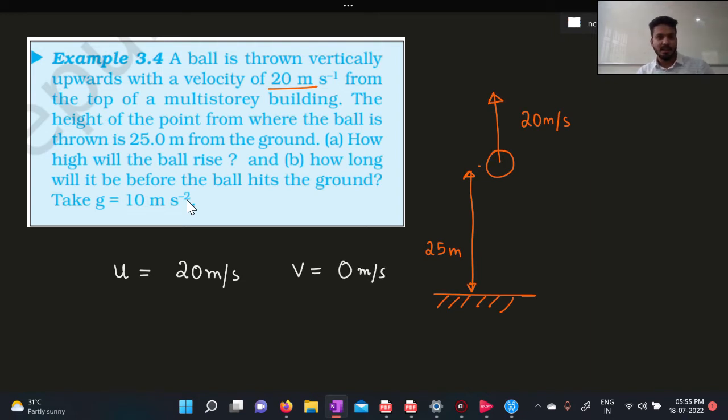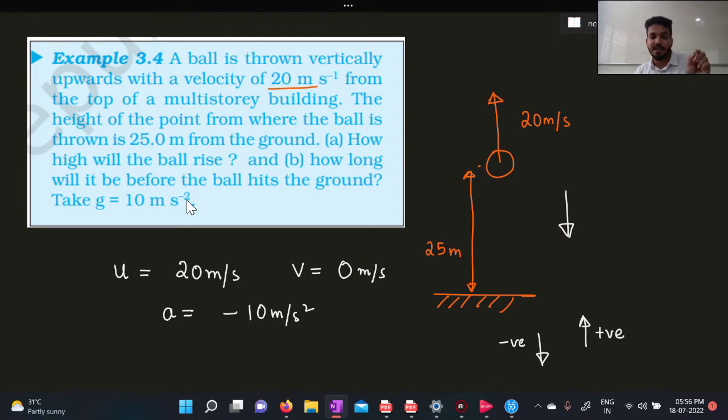Okay, and for the first part, I have to find out how high this will rise. So essentially, what I can do is take acceleration as minus 10 meter per second square. It's given in the question. Why minus? Because gravity is always acting in the downward direction, and I always take upwards as positive and downwards as negative.